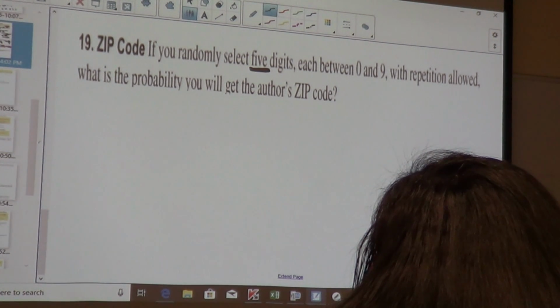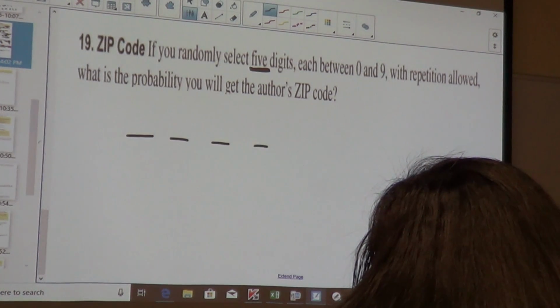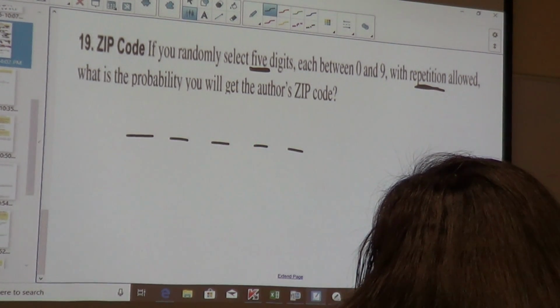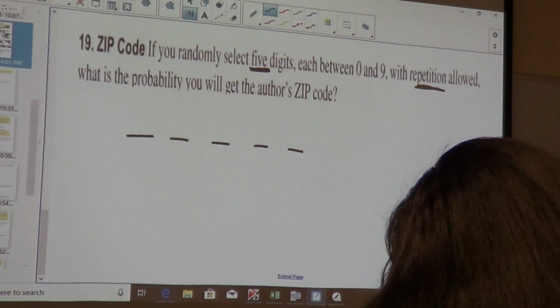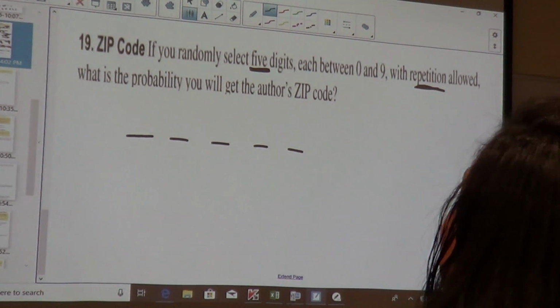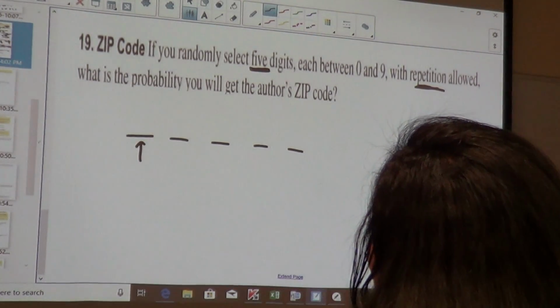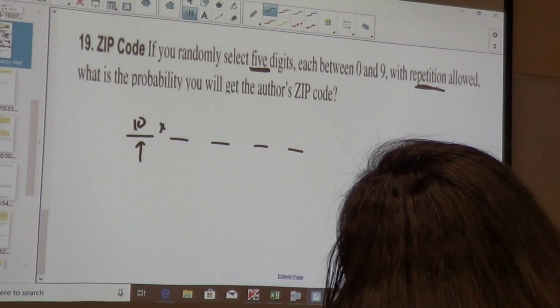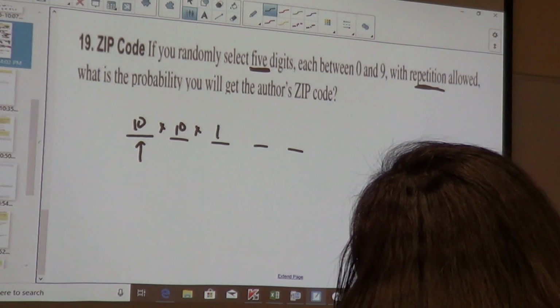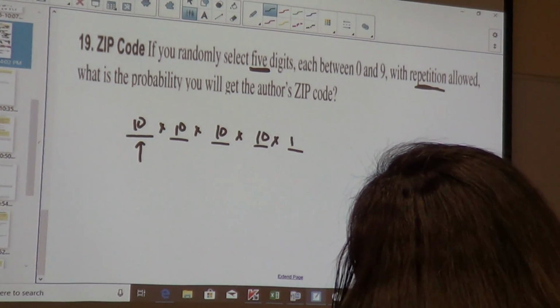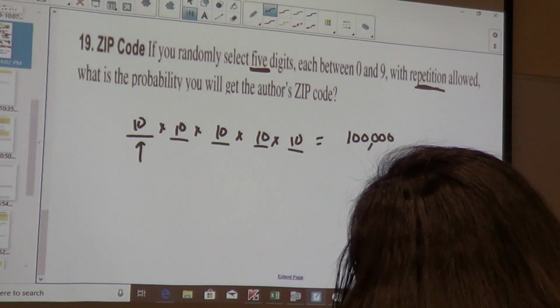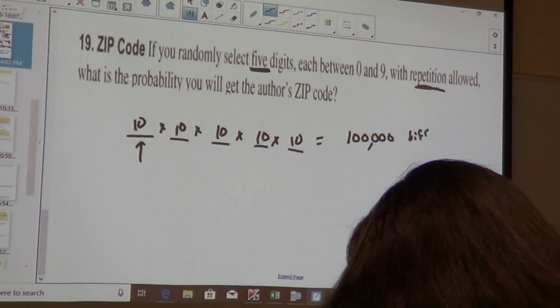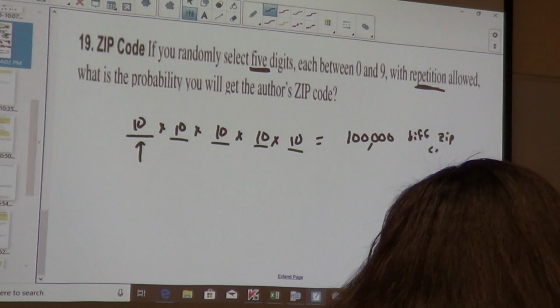It says there's 5 digits. Repetition is allowed, so we can have a zip code of 22222. So how many choices do we have for the first number? And the next number? So there are 1, 2, 3, 4, 5. There are 100,000 different zip codes.